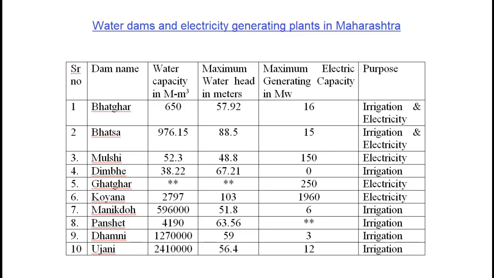On the next slide we see various main hydroelectric power stations in Maharashtra. Some of the dams are exclusively built for irrigation purpose and others are for electricity generation purpose. We may notice that some of the dams have huge water reservoir capacity but are not used for electric generation purposes.